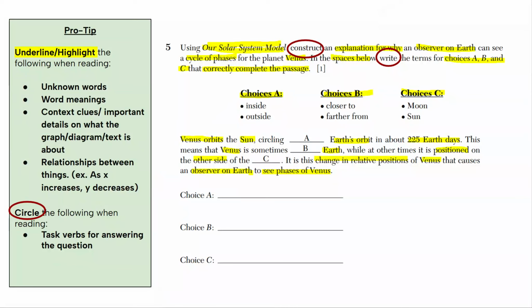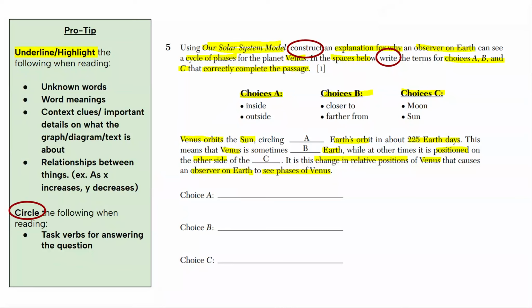So, using our solar system model, I'm going to highlight that. Construct an explanation for why an observer on Earth can see a cycle of phases for the planet Venus. I'm circling construct because that's a task verb. It's telling me to construct. What am I supposed to construct? An explanation for why. I'm highlighting that. It gives me a context clue: an observer on Earth can see a cycle of phases for planet Venus. So someone viewing from Earth can see a cycle of phases for the planet Venus. We need an explanation for why we are seeing phases for Venus, just like the moon.